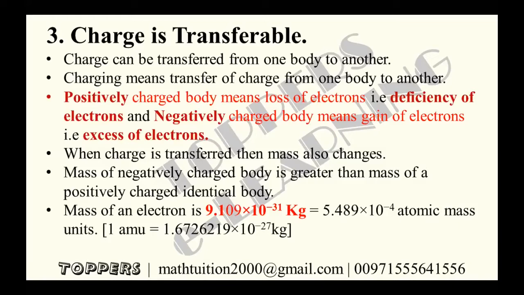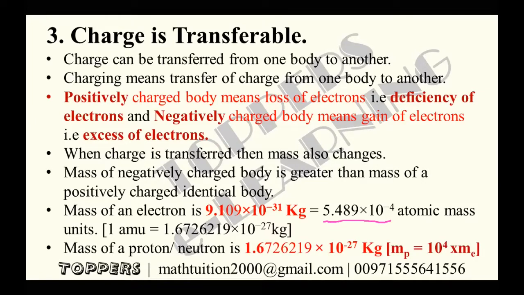Both are equal. So if you divide the mass of an electron, that is 9.109 × 10⁻³¹ kilogram, by 1 AMU, 1.672629 × 10⁻²⁷, we will get this value, 5.489 × 10⁻⁴. The mass of a proton or neutron is equal to 1.672629 × 10⁻²⁷ kilogram. That is one AMU.